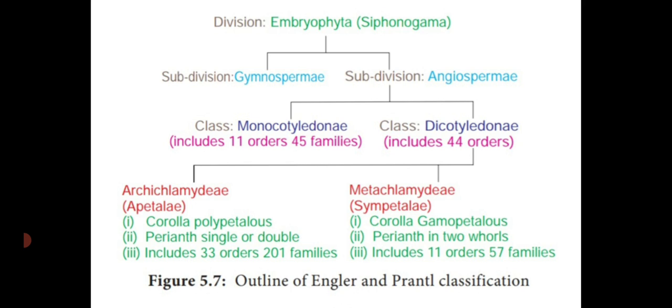Dear students, they consist of 13 divisions. 11 divisions are Thallophytes. The 12th division is Embryophyta asiphonogama, which includes bryophytes and pteridophytes. The other one, the 13th division, is Embryophyta siphonogama. That classification is given here in the Engler and Prantl flow chart. This is also an important 3-mark and 5-mark question.